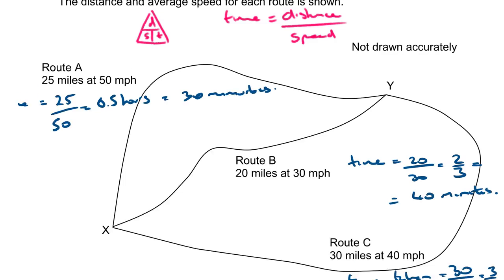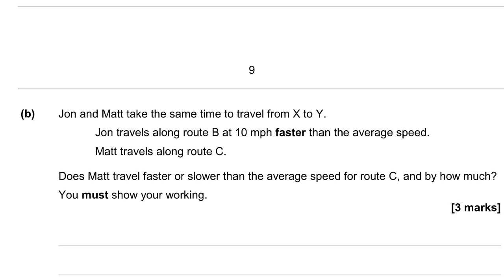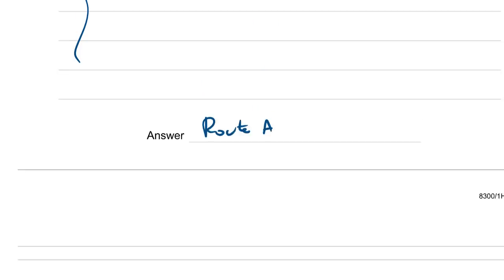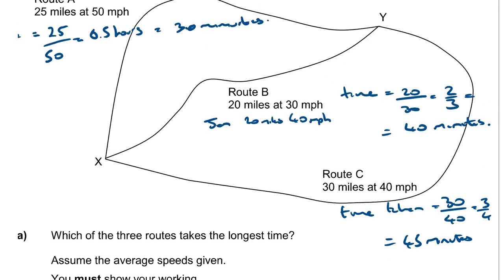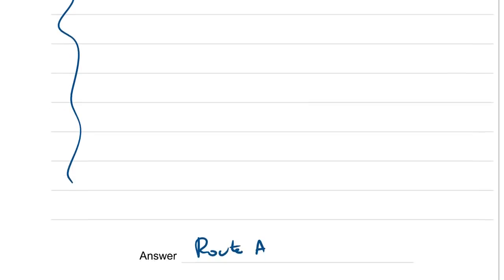So John's going this way, isn't he? This is John's route, and he's going to be going at 40 miles per hour because he's going to go 10 miles an hour faster. So he's doing 20 miles at 40 miles per hour. And we know that Matt is going along route C, and we want to know whether or not he's going faster or slower. So Matt is going this way. Okay, so if we work out how fast it takes John, we can then work backwards and work out how fast Matt was going. Okay, so let's do that. So John is going at 20 miles at 40 miles an hour.